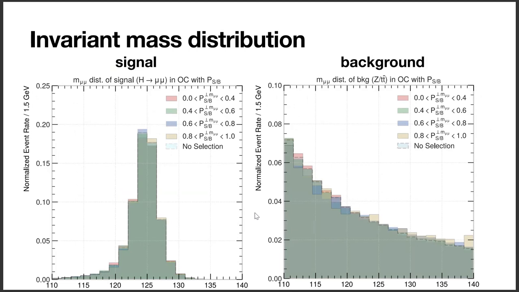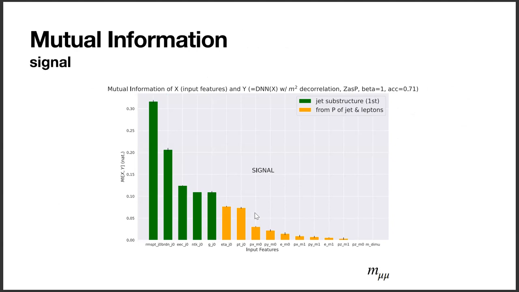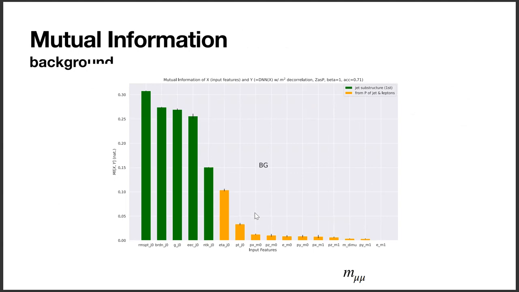Now we didn't touch this invariant mass distribution and could use machine learning to identify quark and gluon ISR and improve the significance much better without spoiling the precision of the Higgs mass. We also checked this mutual information: for the signal, it is zero, so they didn't learn the dimuon invariant mass. For the background, there is a tiny one, but it's negligible compared to jet substructure variables.